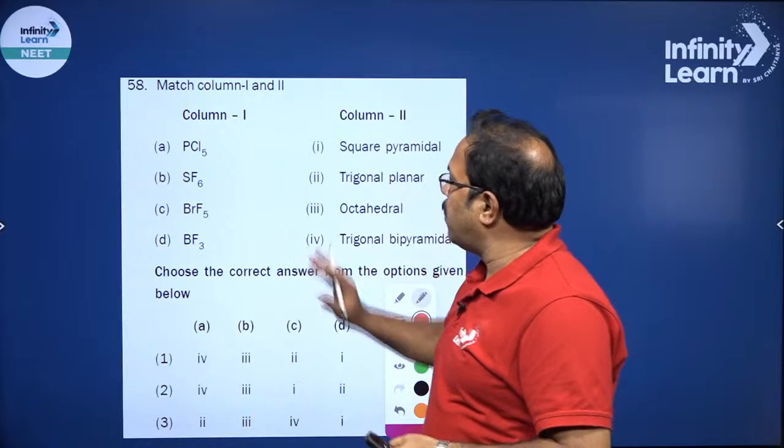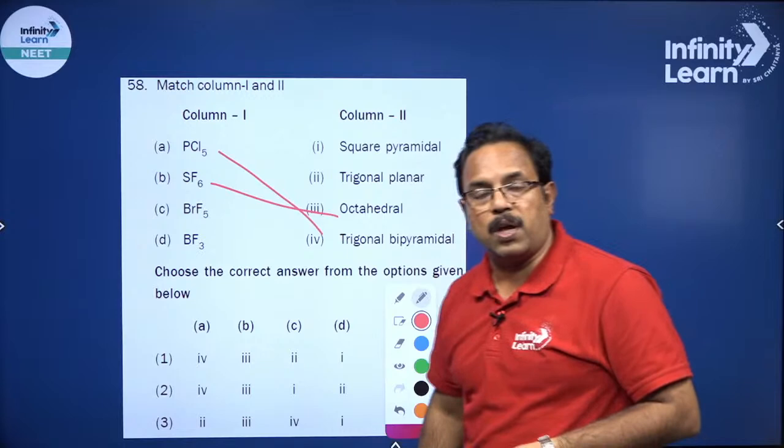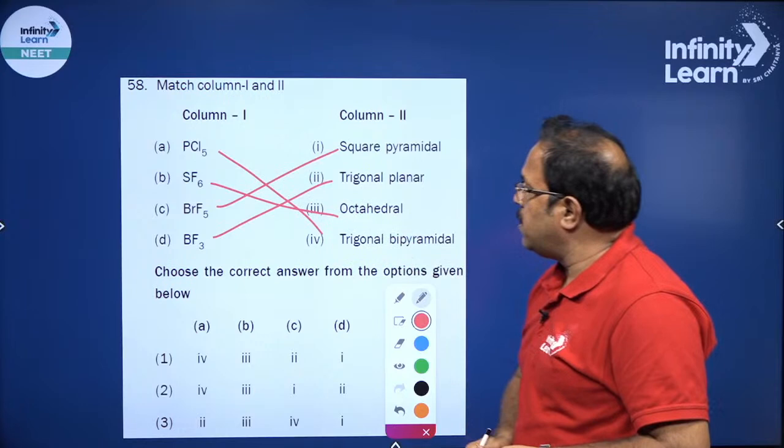PCl5, you know the structural aspect of PCl5, trigonal bipyramidal, this is the condition. SF6, it is octahedral. BrF5 is square pyramidal, and BF3 is trigonal planar. PCl5, SF6, and BF3 are very common structures.